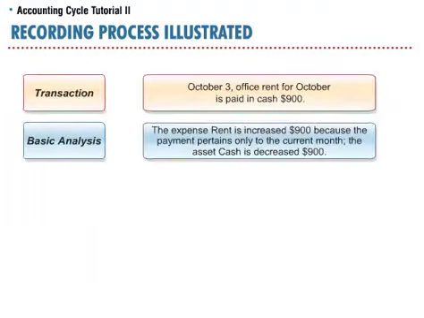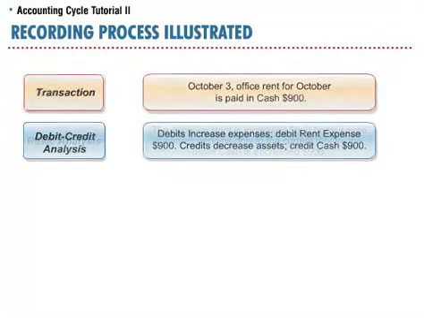On October 3rd, the office rent for October is paid in cash, $900. The expense rent is increased $900 because the payment pertains only to the current month. The asset cash is decreased $900.